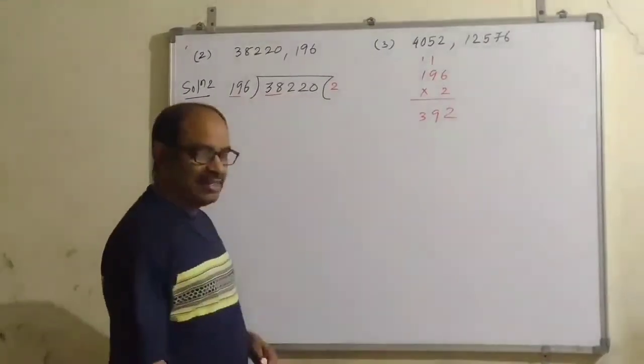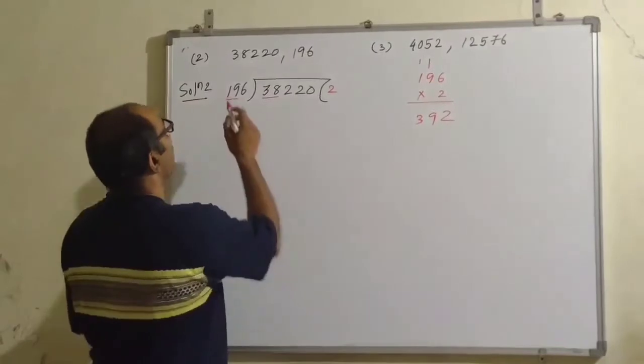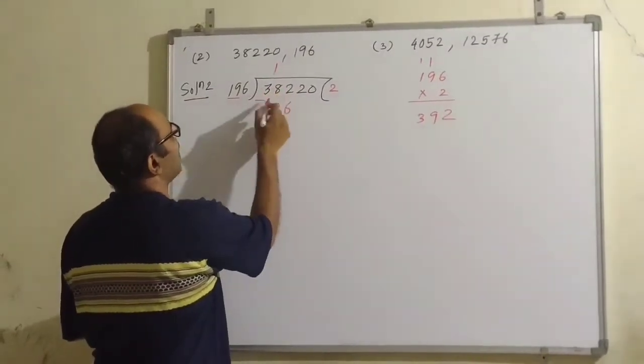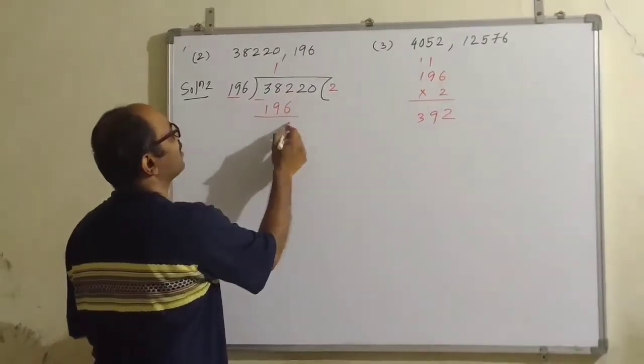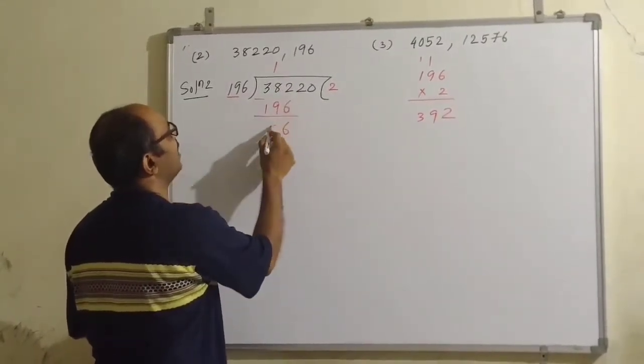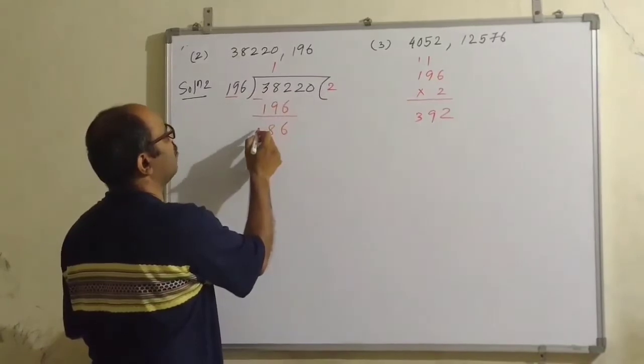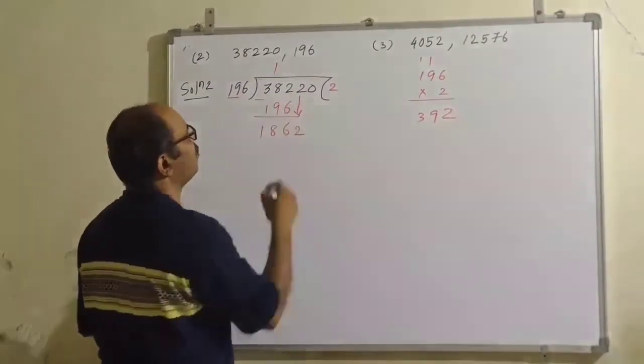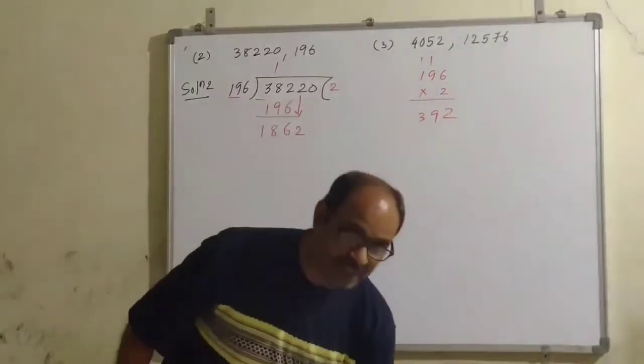So, and 196 ones are, everyone knows, 196 ones are 196. Subtract this. 12 minus 6 is 6. 17 minus 9 is 8. 2 minus 1 is 1. Bring down the next digit and that is 2. So now you have 1862.